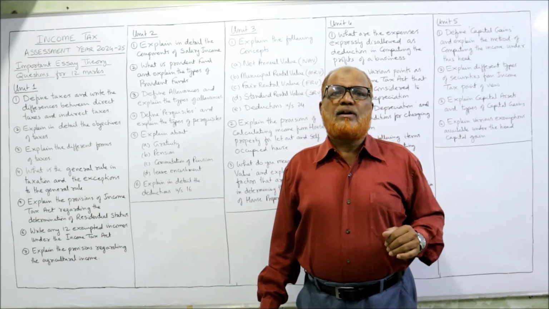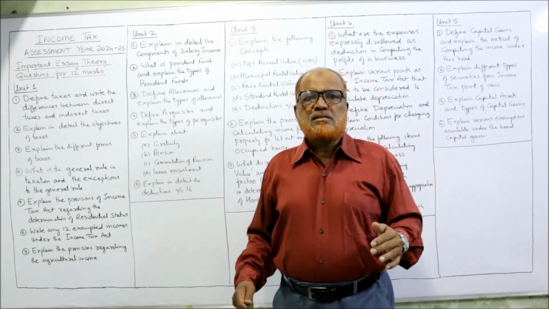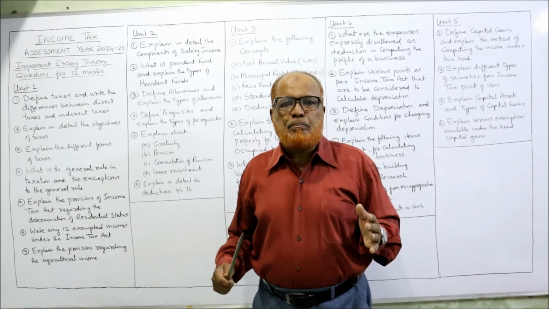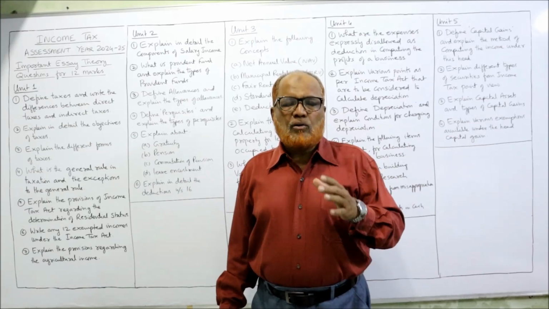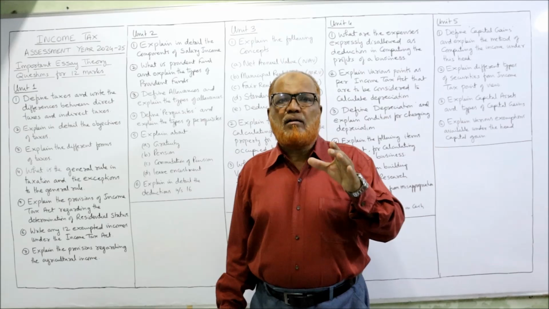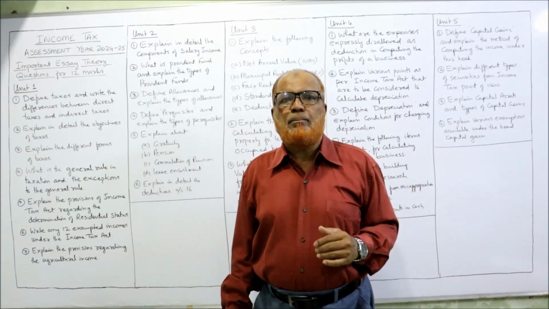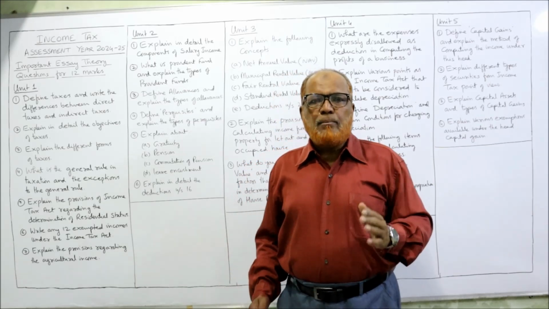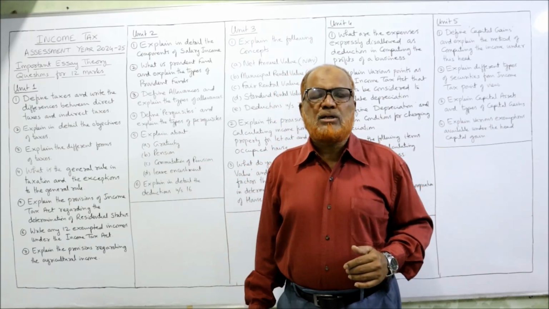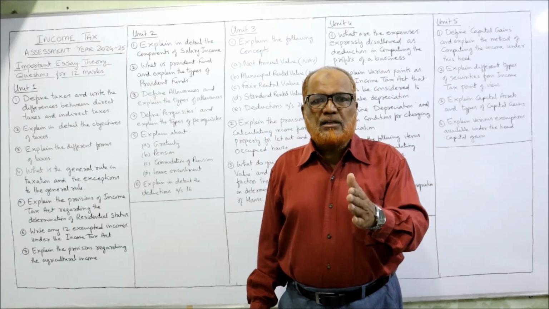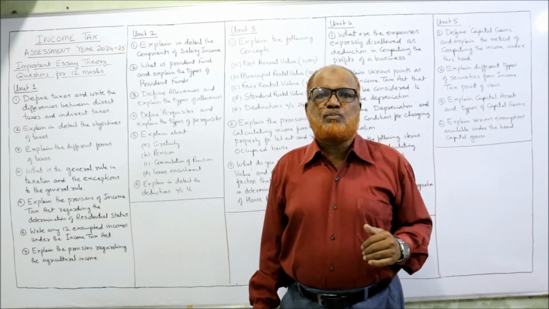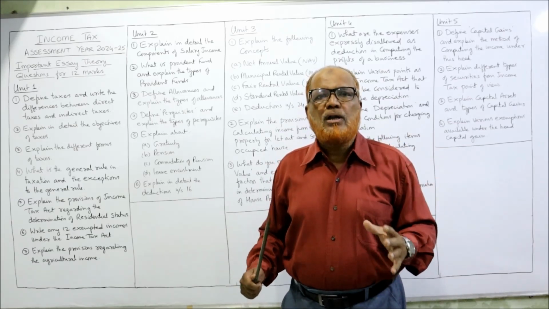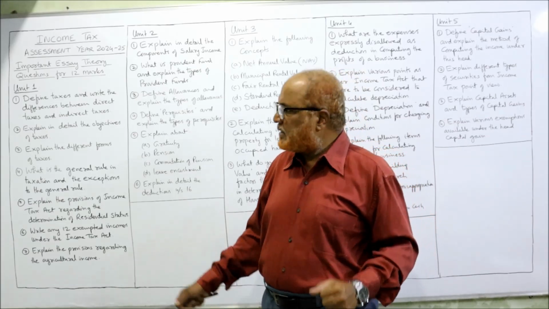But the modern view of tax is that tax is collected for the economic development of the country. The government has a number of objectives, like removing regional imbalances, increasing employment opportunities, giving direction to economic development, restricting imports and promoting exports. All these are the modern objectives of taxation.